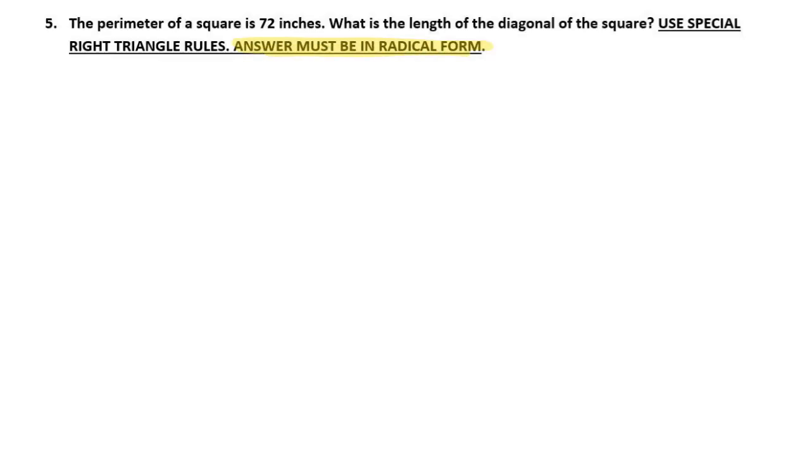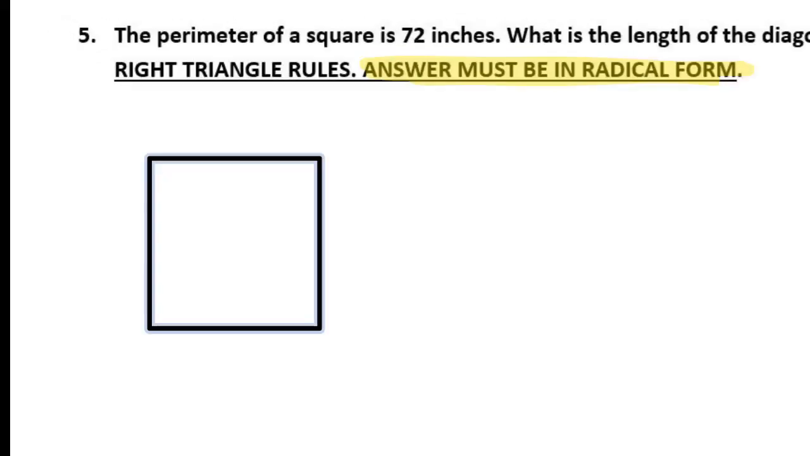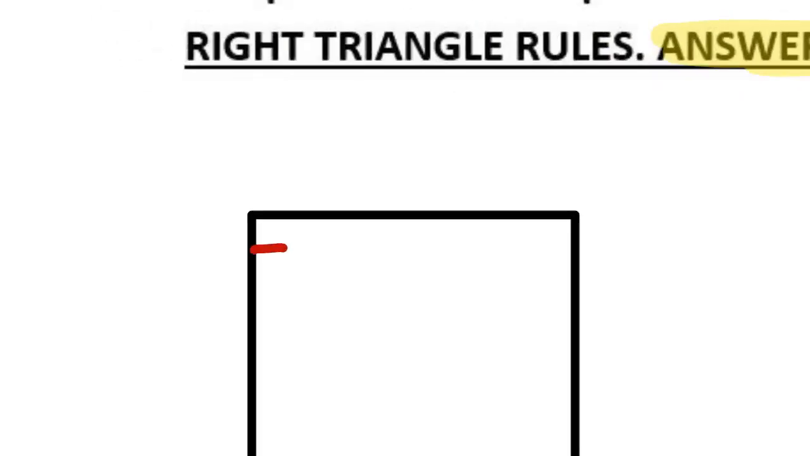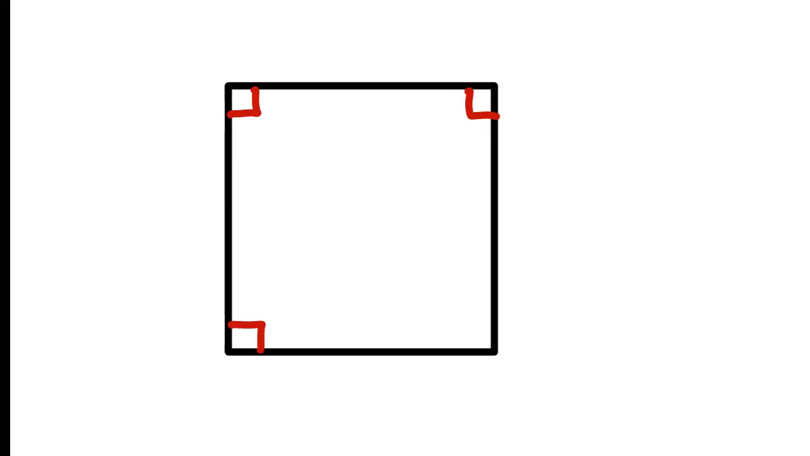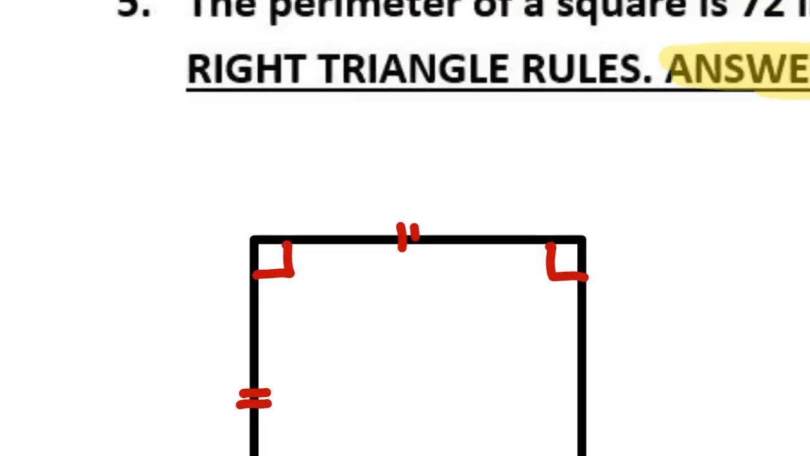All right, so I'm going to start off by drawing a square. And I know that all 4 angles inside of a square are going to be right angles, so these are all 90s. And because it's a square, I know that all 4 sides are going to be congruent.